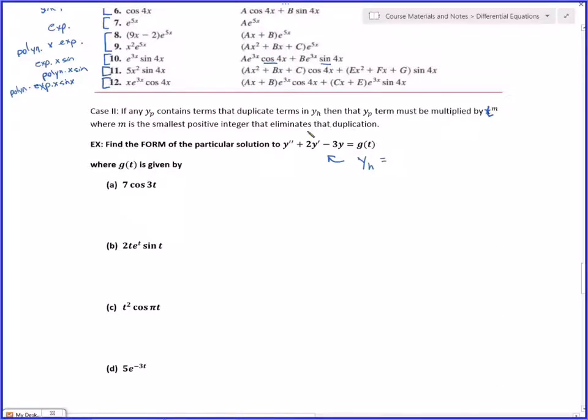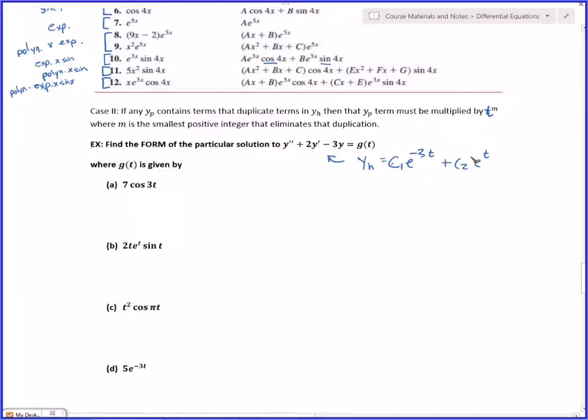Remember, you find your characteristic polynomial. m squared plus 2m minus 3. Factor that. You get an m plus 3 and an m minus 1. So you're negative 3 and positive 1. y sub h equals C1 e to the negative 3t plus C2 e to the t. Done. You just did 4.3 in your head.